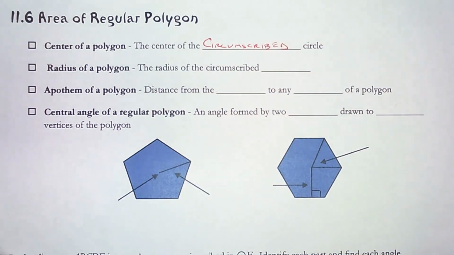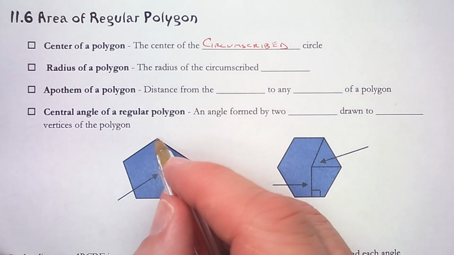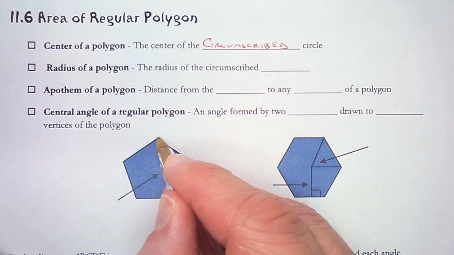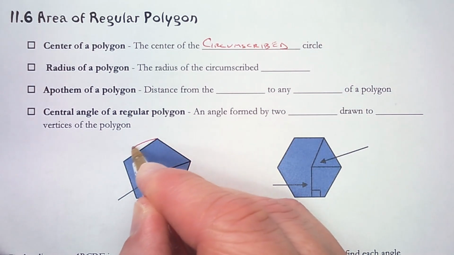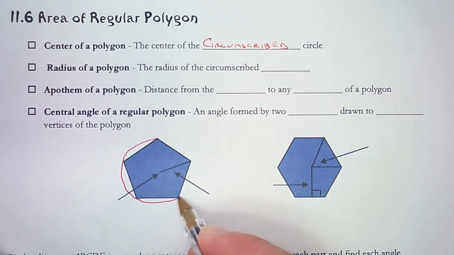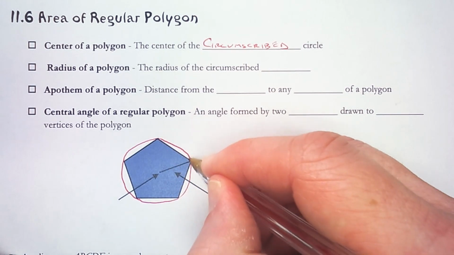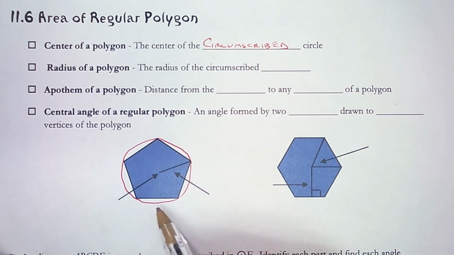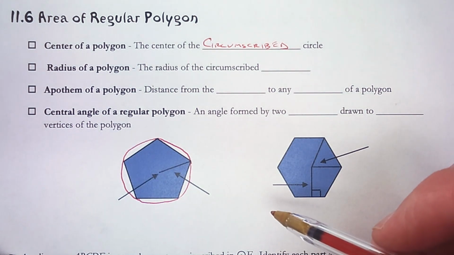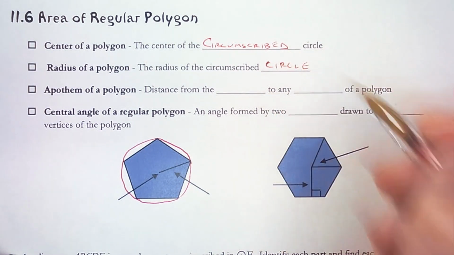circle. Okay, a circumscribed circle is one that is drawn around a polygon. So here's my polygon. The circumscribed circle is drawn around it so that the circle touches every vertex of the polygon. So this is the circumscribed circle for this polygon. The radius of a polygon is the radius of a circumscribed circle.